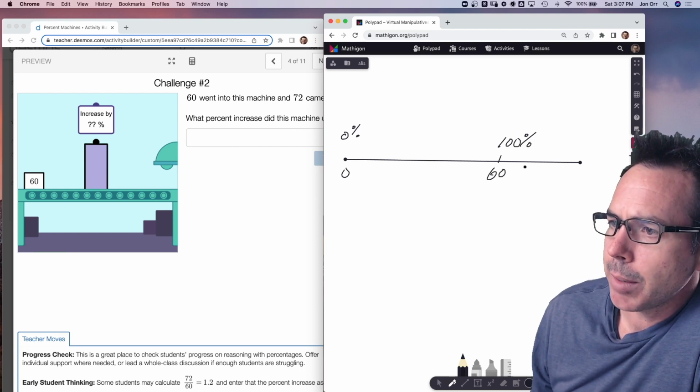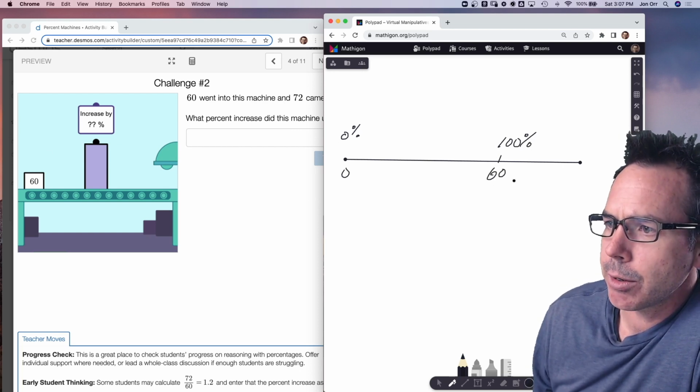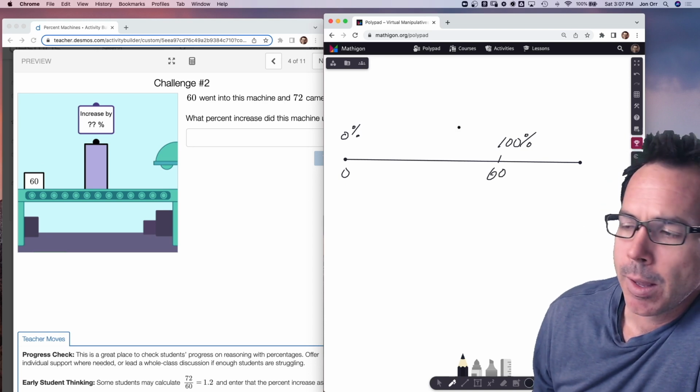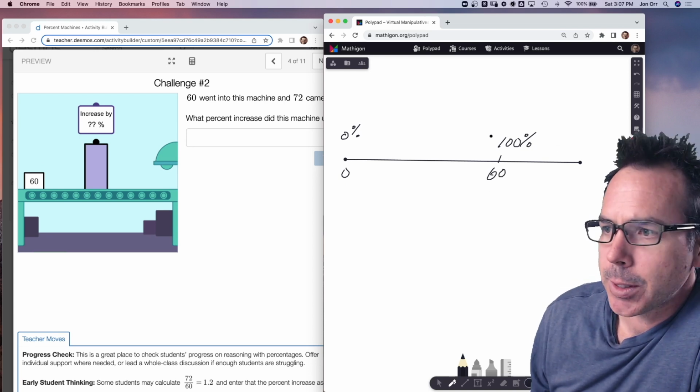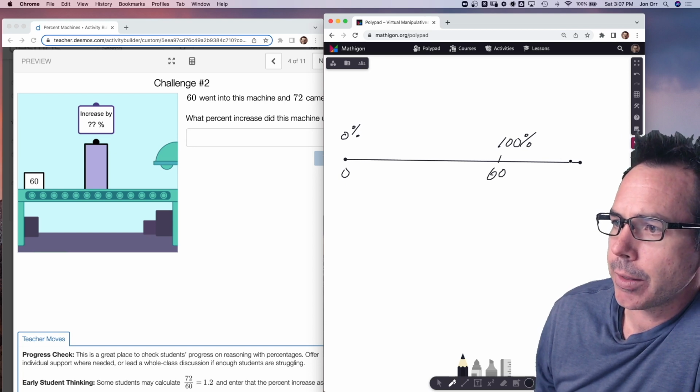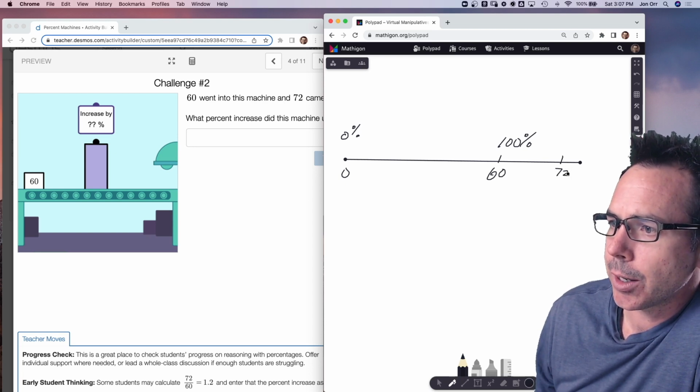that should increase it by 60, right? So I'm going to take 60. If I increase it by 100%, I get 120. So I'm trying to increase it by some percent. I need 72. 72 is up here on the number line. Let's put 72 right here. I don't know what percent this is right here.